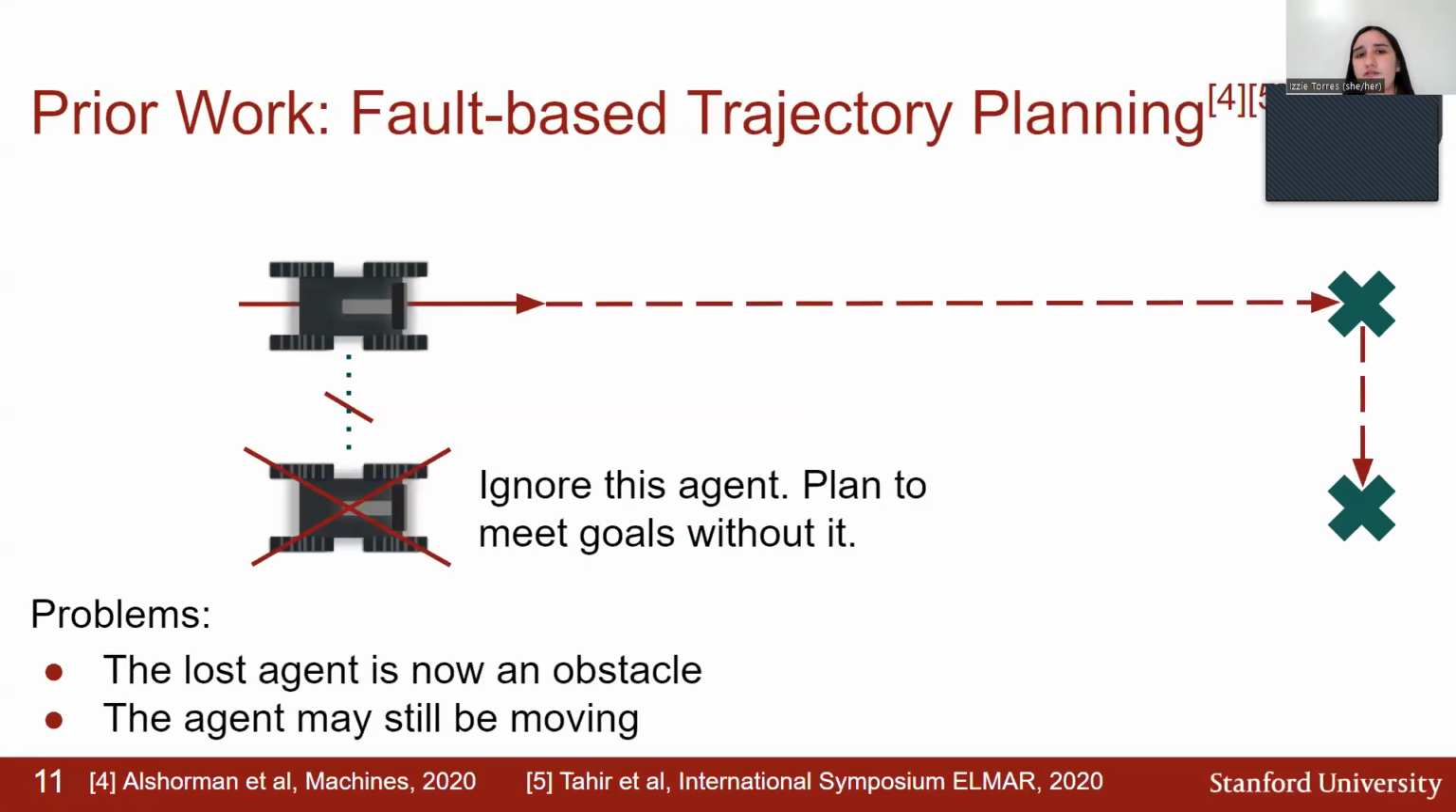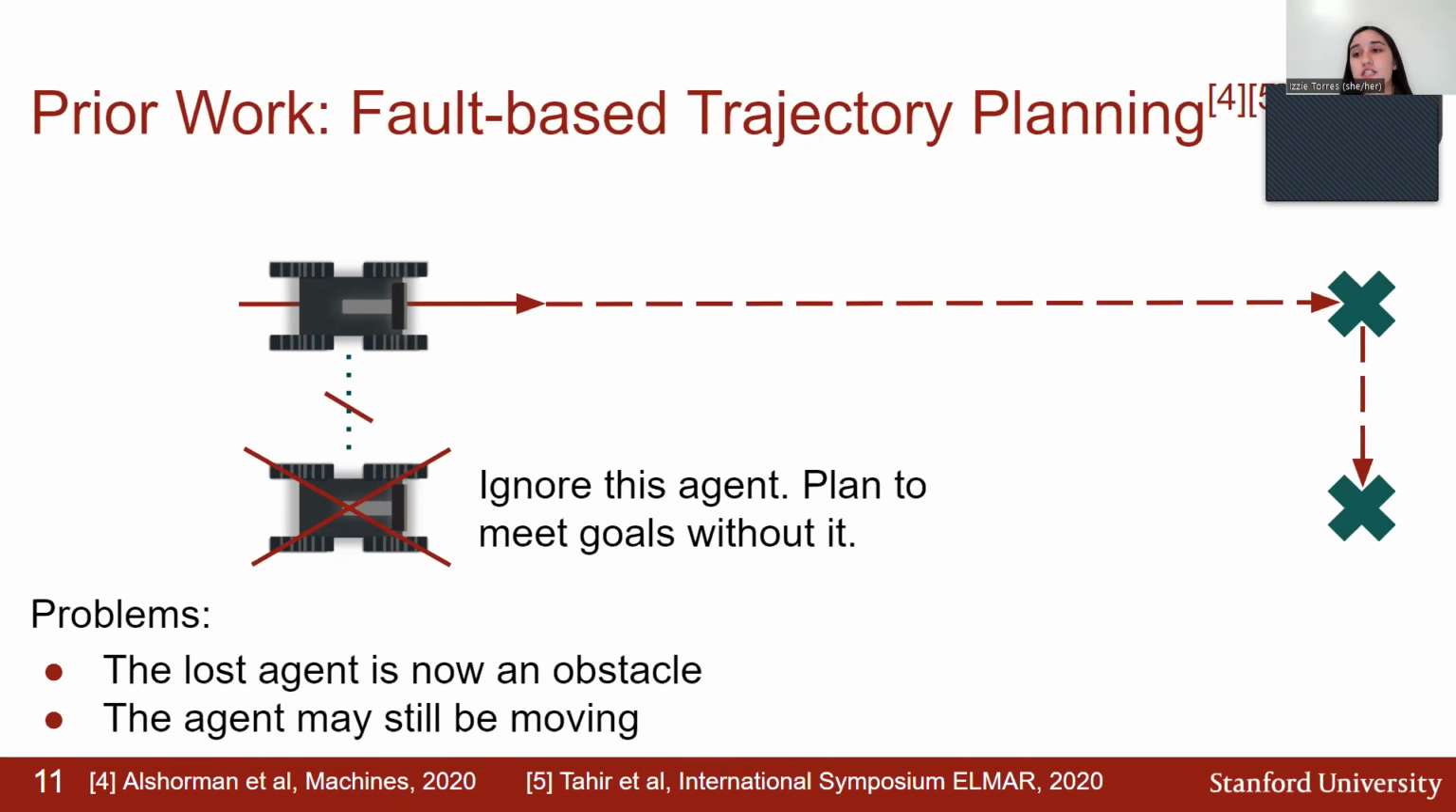We also looked at fault-based trajectory planning as an area of research, and we weren't able to find much prior work on this. One of the prior works we found was specifically for single agents planning a trajectory in response to their own faults. For example, a broken wheel: how does it change how a trajectory plans? That doesn't apply as well to this multi-agent system we're considering.